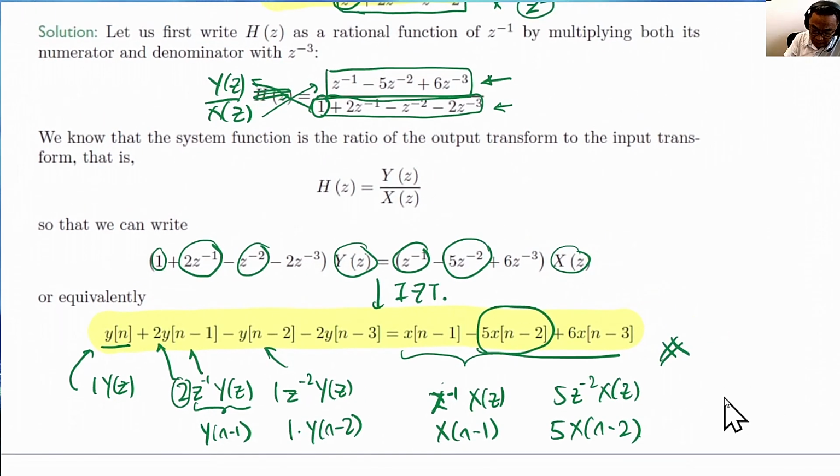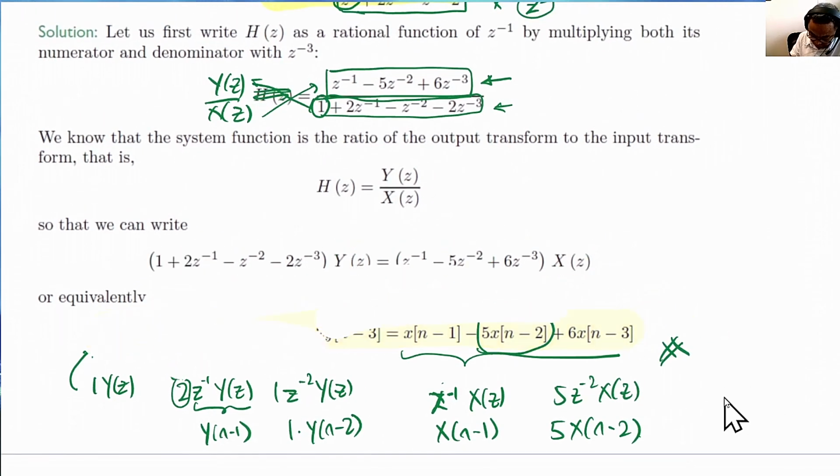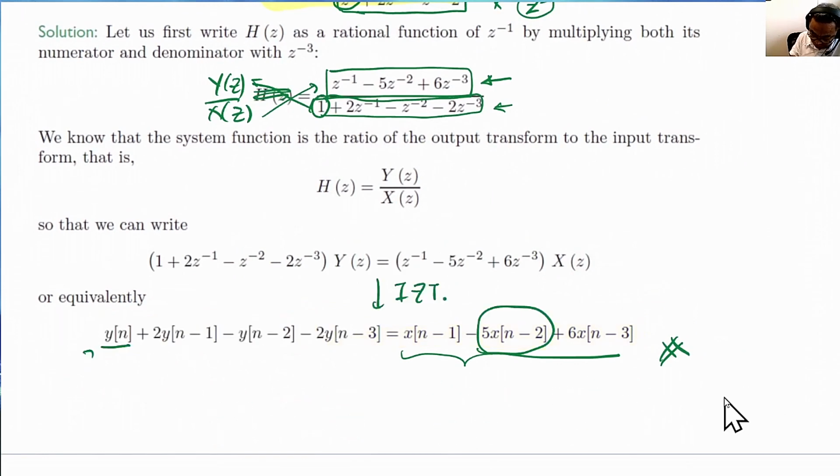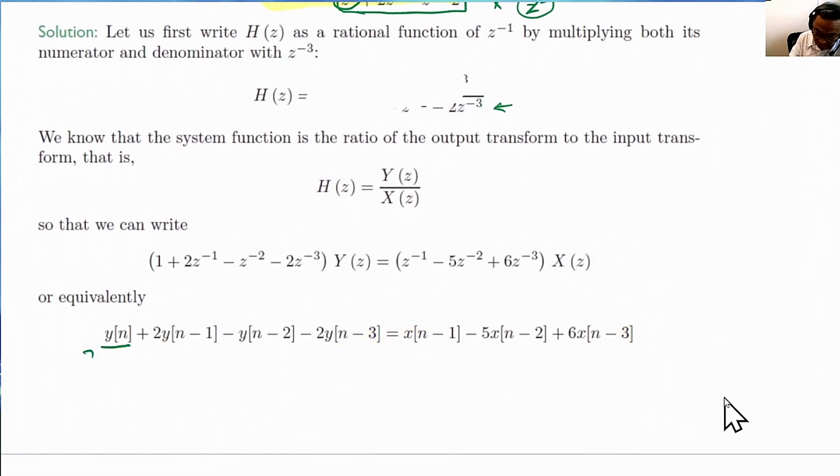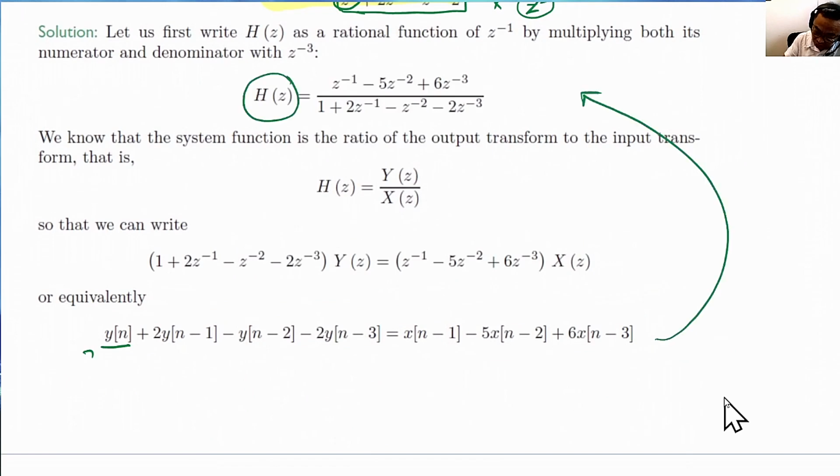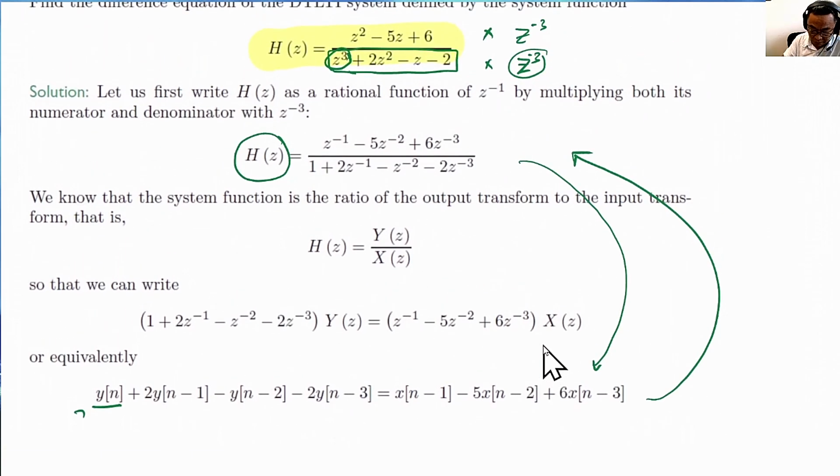In the exams and in the tests, what we typically do is that we'll either give you the difference equation and ask you to find H(z), so from here to here, or, as in this question, it's from here to here. Okay, thank you.